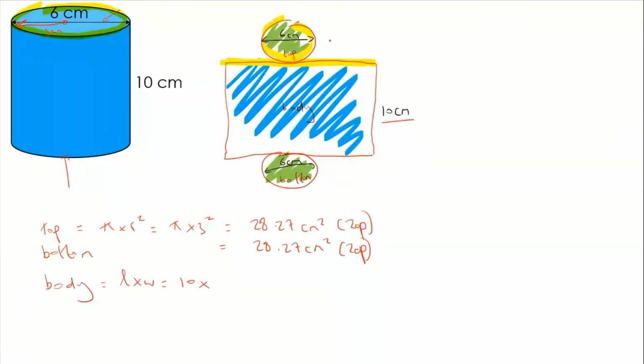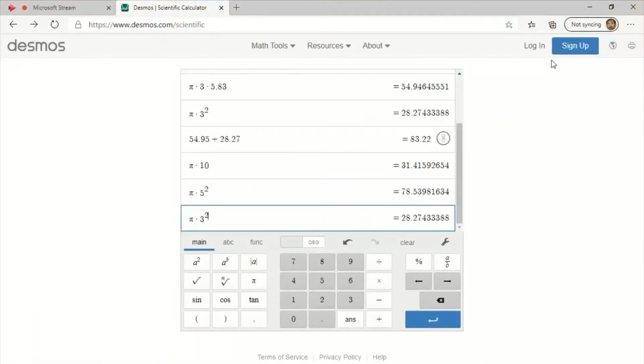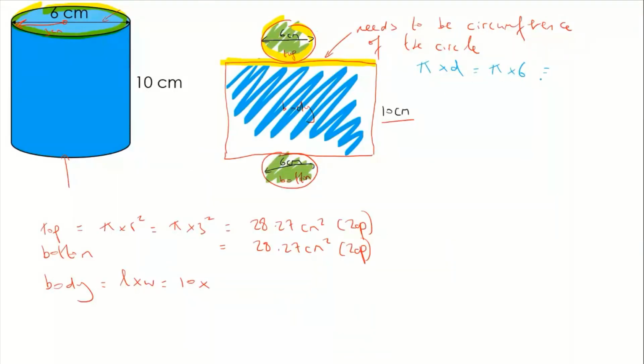So this bit here needs to be the circumference of the circle. Remember from the starter, the circumference is pi times diameter. And this circle has a diameter of 6. So it's pi times 6. If I do pi times 6, you get 18.85 centimeters to 2dp.